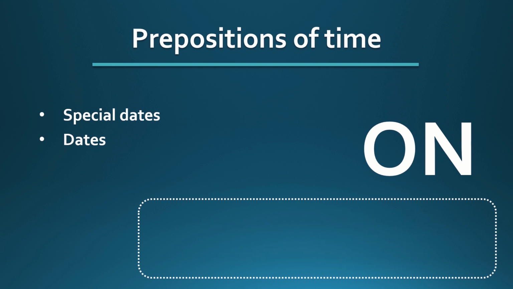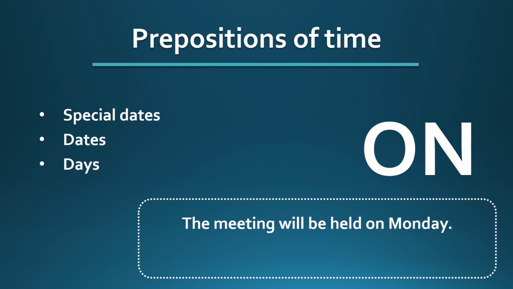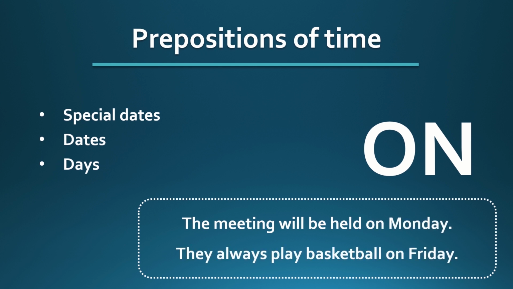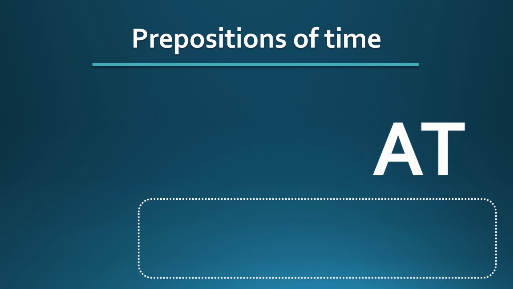The last use is days. The meeting will be held on Monday. They always play basketball on Friday. So we use on to talk about special dates, and days. Let's move on to the last preposition, at.